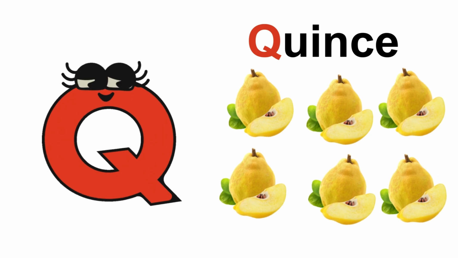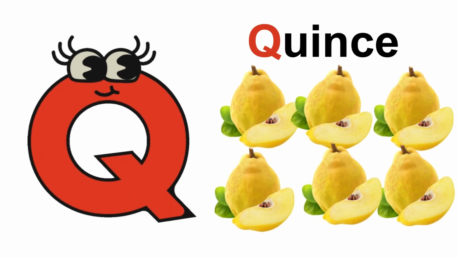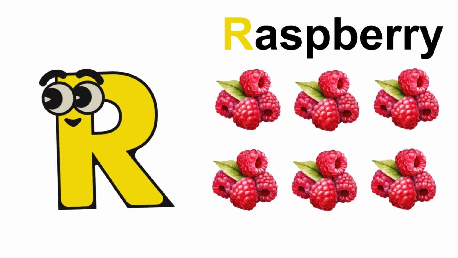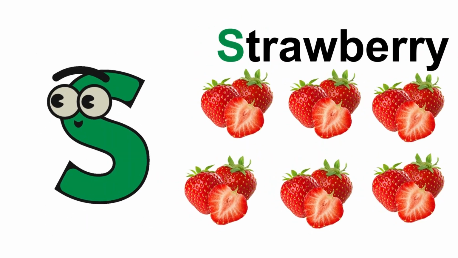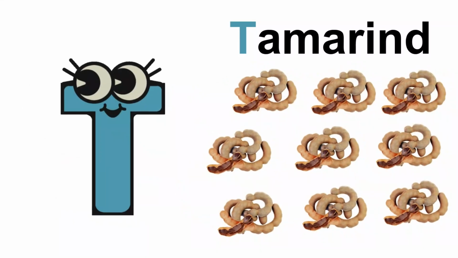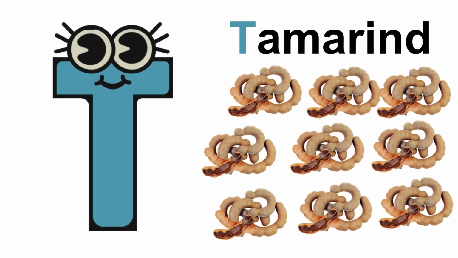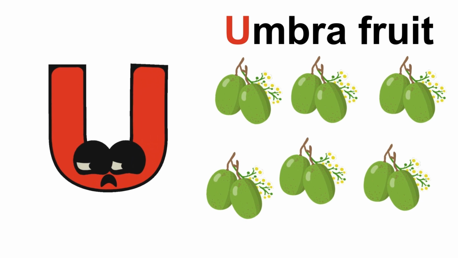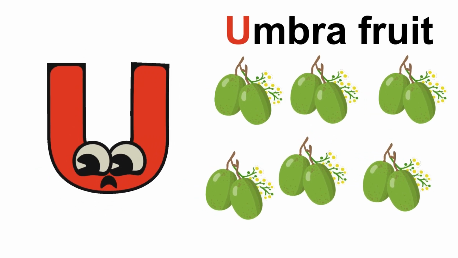Q is for quince, quince. R is for raspberry, raspberry. S is for strawberry, strawberry. T is for tamarind, tamarind. U is for umbra fruit, umbra fruit.